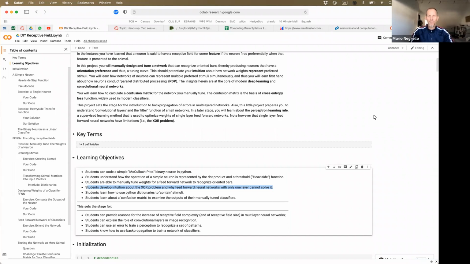Anyone knows why that would be? Anyone has ever stumbled upon the XOR problem? And anyone knows what an XOR is? Anyone knows what an AND logical operation is? AND is when it's dependent on something. So it is true if you have this and this, but not if it's only one of them. Yeah, so this is all about truth tables.